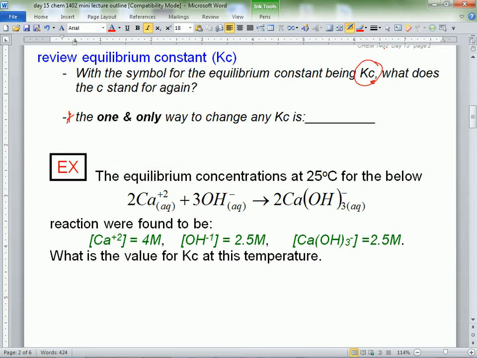But the reason why they're sticklers with the C is that everything has to be in terms of concentration, whether it's a gas. Just don't put in solids and liquids, of course, but something could be a gas, and you still have to put it in its concentration.